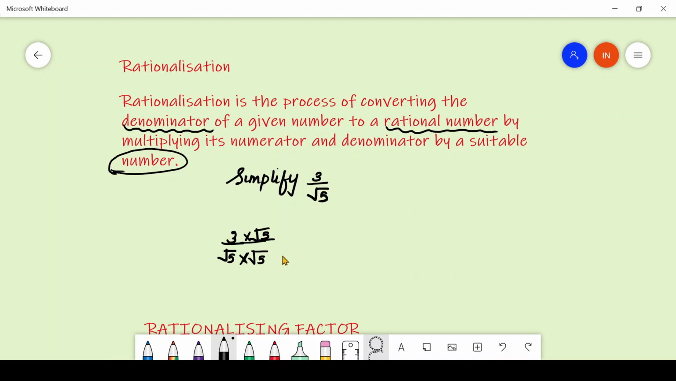So here you can see that now the denominator is changed. Root 5 into root 5 is 5. You know, root a multiplied with root a, you will get root a the whole square, that will be changed to the number itself, right? Same here also. So the numerator is 3 root 5 and the denominator changed to 5, right?